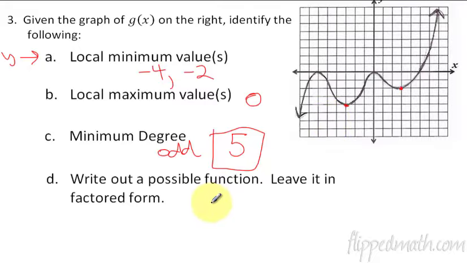So let's write a possible function, and then we don't need to multiply it out. Let's just write out f of x equals. The thing is positive because it's going up left to right, so we'll have a positive in front. And let's just list these left to right.